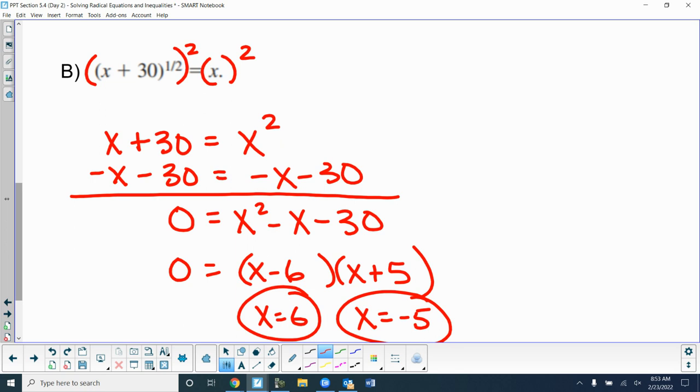What's negative 5 plus 30? 25. What's the square root of 25? 5. Does it equal negative 5? No. So that's not a good answer.